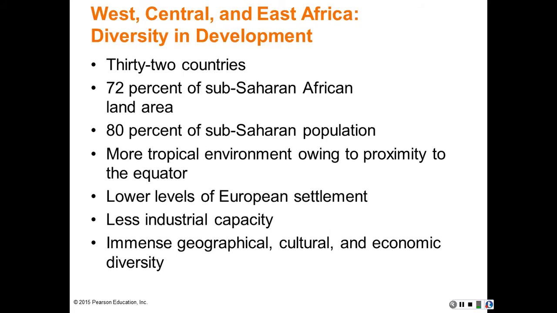This set of 3 portions of Africa south of the Sahara contains 32 countries, 72% of the sub-Saharan African land area, 80% of the sub-Saharan population. It's a more tropical environment owing to the proximity of the equator. There are lower levels of European settlement, especially in the interior, less industrial capacity, and immense geographical, cultural, and economic diversity.